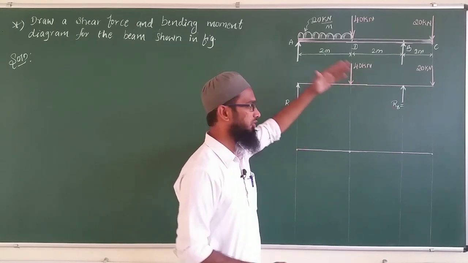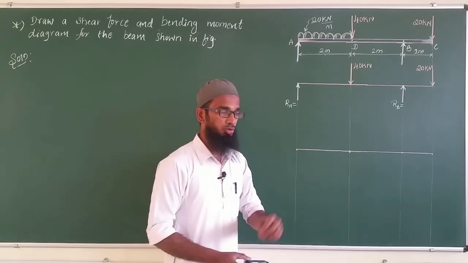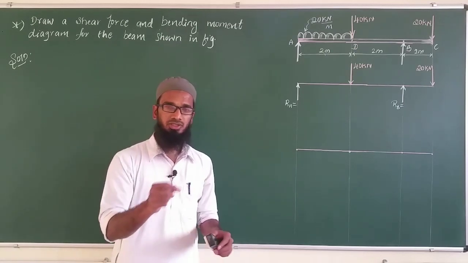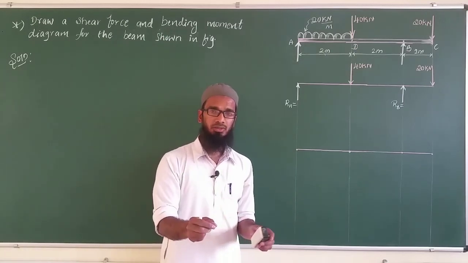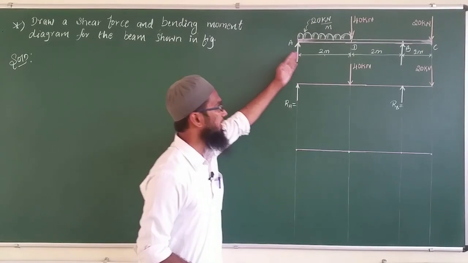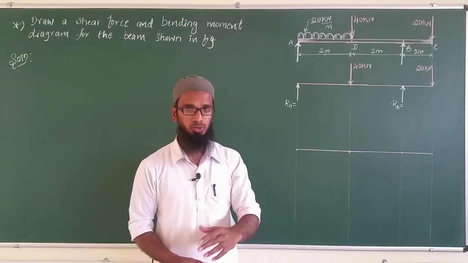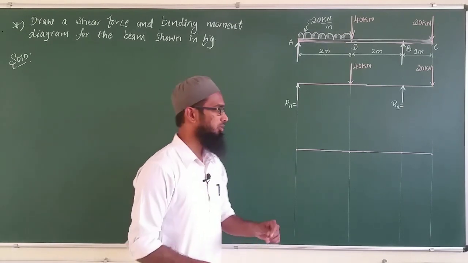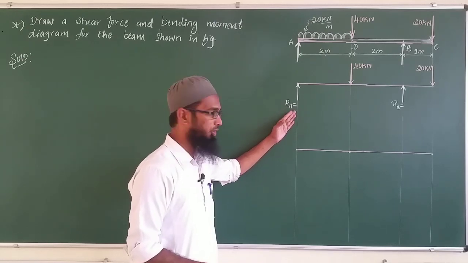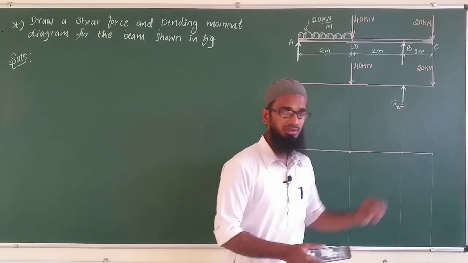I have converted the UDL into a point load, because once I convert the UDL into a point load, it is easy for me to calculate the shear force diagram as well as the bending moment diagram. Now at A and B we have reactions because these two are the supports: RA at point A, and similarly RB at B.